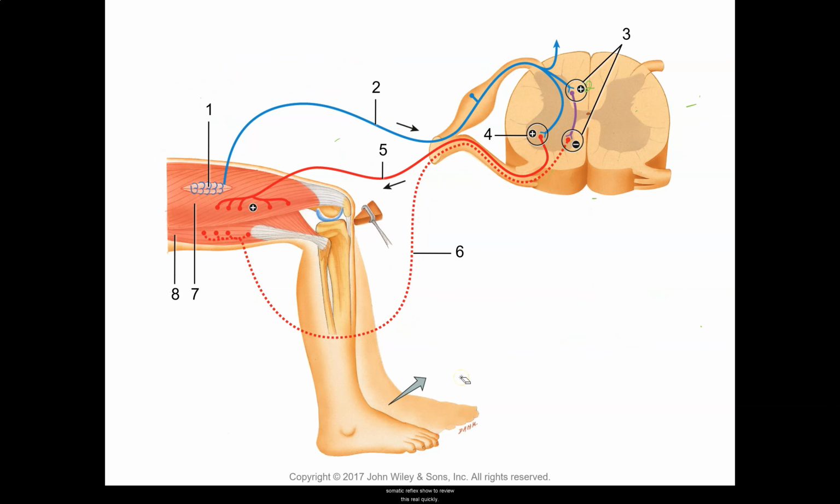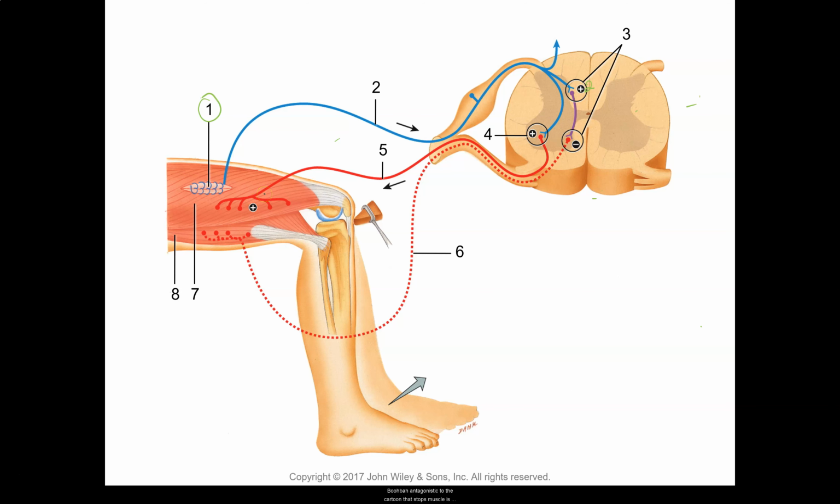reflex. So to review this real quickly, we have our muscle spindle detecting stretch in the quadriceps. The muscle spindle will send an afferent signal to the spinal cord gray matter integration center. It will directly synapse with a motor neuron that is solid, taking information right back to the quads, and that motor neuron is excitatory, it's depolarizing, and it's causing the quadricep muscle to contract.